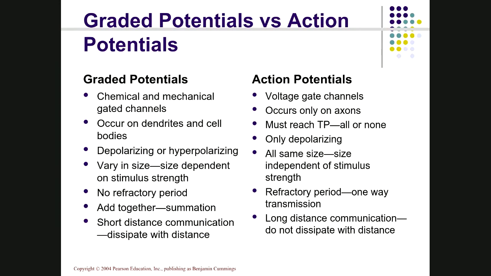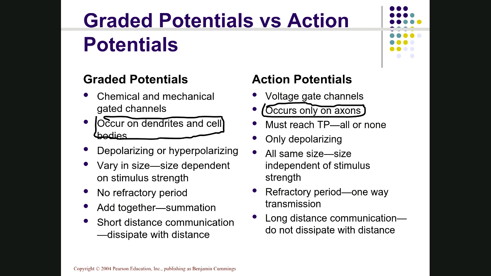So here's another little summary slide. And what this does is it allows you to compare graded potentials with action potentials. So let's go down this list real quick. If you look at graded potentials, remember it was chemical gated and mechanical gated. If you look at action potentials, it's just voltage gated channels. If you look at graded, remember it's mechanical and chemical channels, and those are only found on dendrites and cell bodies. With action potentials, it's voltage gated channels, and those are only on axons.